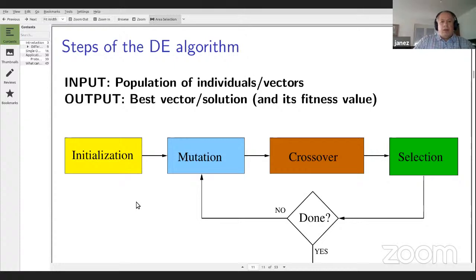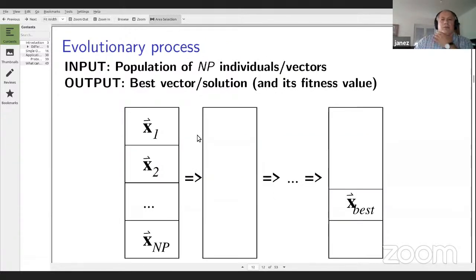Just briefly, in DE we have four steps. After random initialization of individuals, three steps are repeated: mutation, crossover, and selection. And when we finish, at the end we have the best vector as our solution and also its fitness value. That's everything. Of course, what the stopping condition is, when we want to stop it, is also a question.